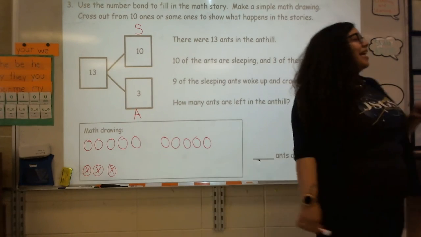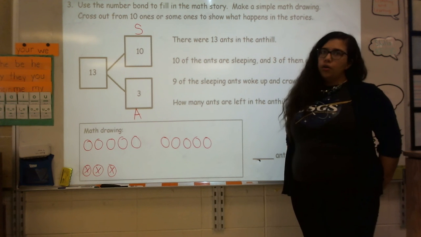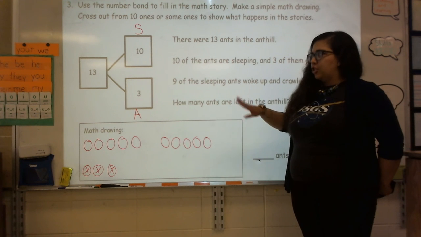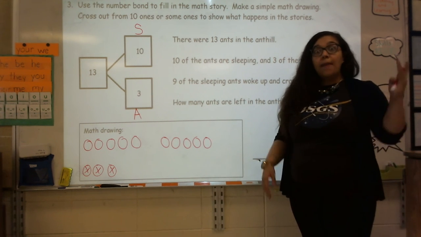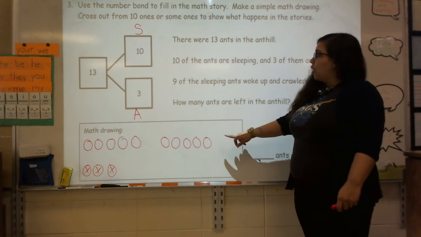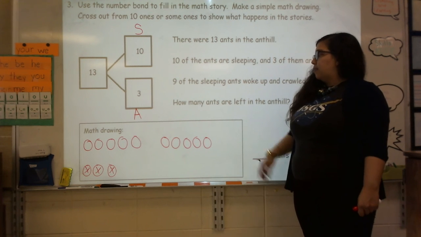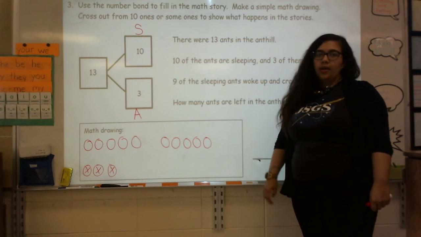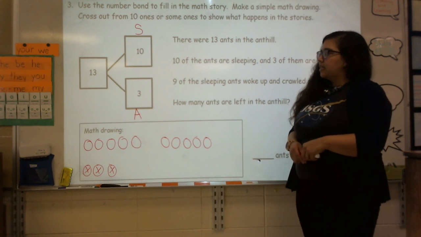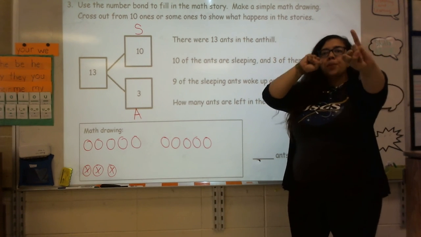Now, then it tells us that 9 of the sleeping ants woke up and crawled away. So these 9 sleeping ants didn't just join the awake group. They woke up and dipped. They went all about their business. So from which group will I take away the 9 ants? From the 10 sleeping ants or from the 3 awake ants? From the 10 sleeping ants. And we've already discussed 10, 9, it's 1.